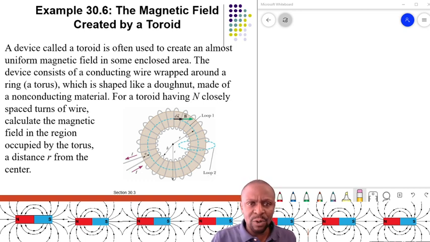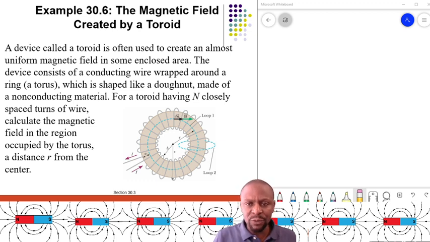Now, a device called a toroid is often used to create an almost uniform magnetic field in some enclosed area. The device consists of a conducting wire wrapped around a ring, a torus, which is shaped like a donut, made of a non-conducting material. For a toroid having n closely spaced turns of wire, calculate the magnetic field in the region occupied by the torus, a distance r from the center.